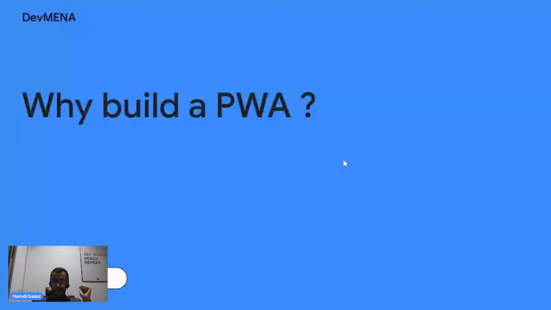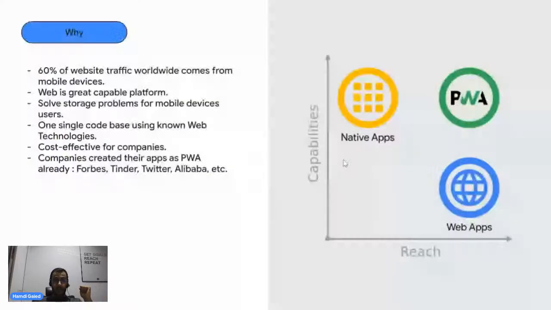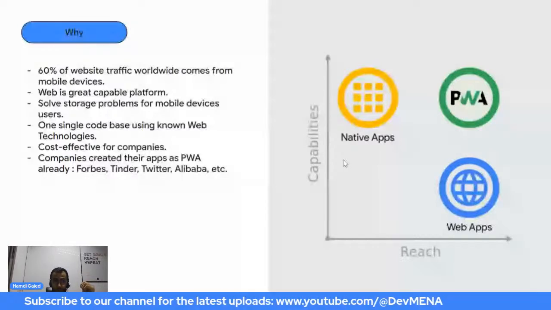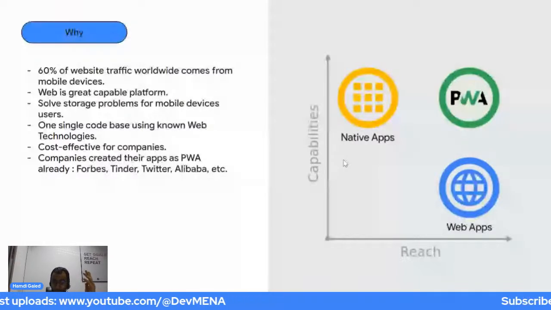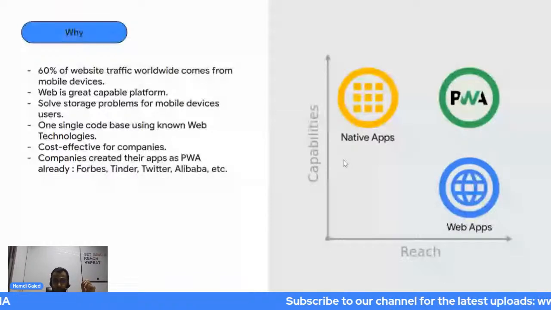So why do we need to build PWAs? There is a statistic that says that 60% of website traffic worldwide in 2021 is coming from mobile devices. So if you are holding your mobile device, many people around the world, 60% of users, are using their mobile devices to access websites and they open browsers. So there is a lot of traffic on the web platform.